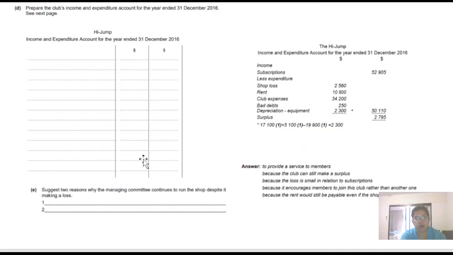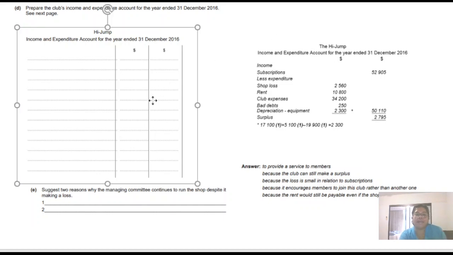Next is D part. In D part they ask you to prepare the income and expenditure account of club, not shop. Okay, because shop is a trading. For shop we have to prepare the trading account and trading profit and loss and all. And if the question is for NPO, you need to prepare the income and expenditure account. Okay, so how you're going to prepare this income and expenditure account?